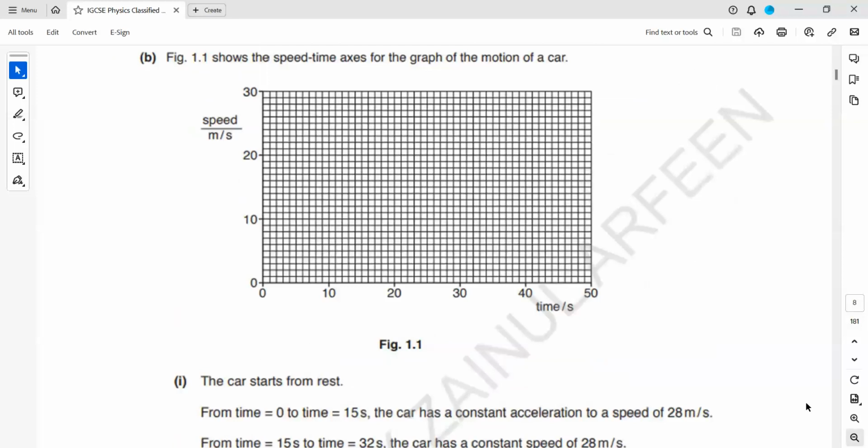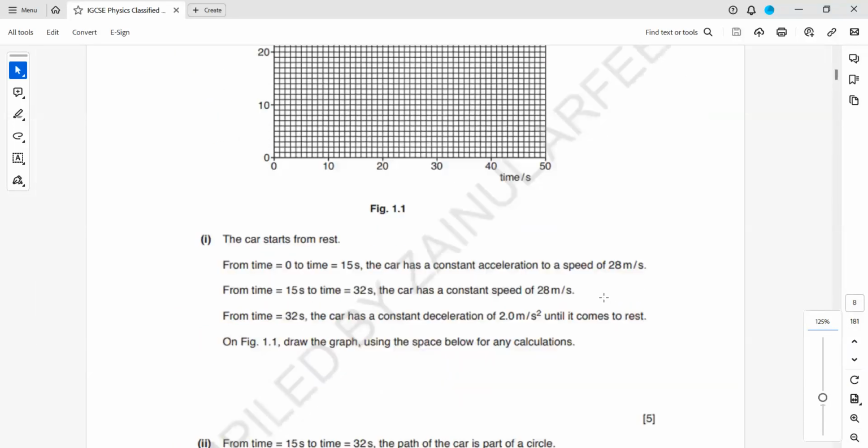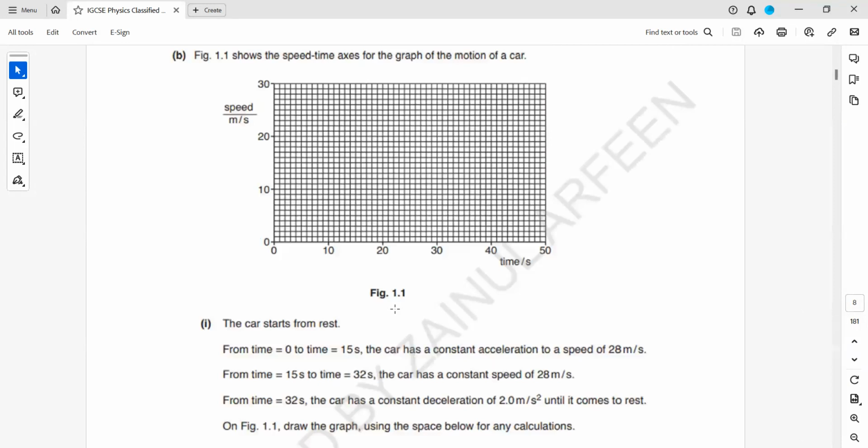The next question, we have to complete a graph. A car starts from rest. So from 0 to 15 seconds, the car has a constant acceleration, reaching 28. So every second it changes the speed. Then from 15 seconds to 32 seconds, the car has a constant speed of 28. And then from 32, the car has a deceleration of 2 until it comes to rest. We have to complete the figure.